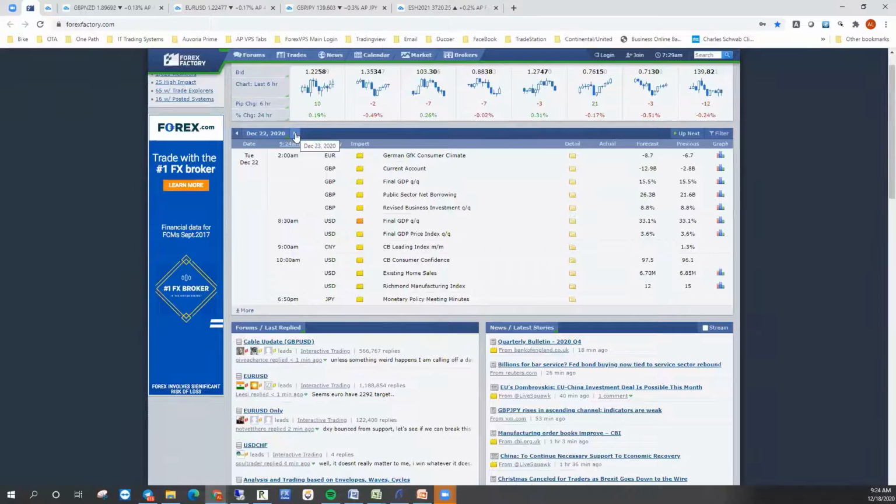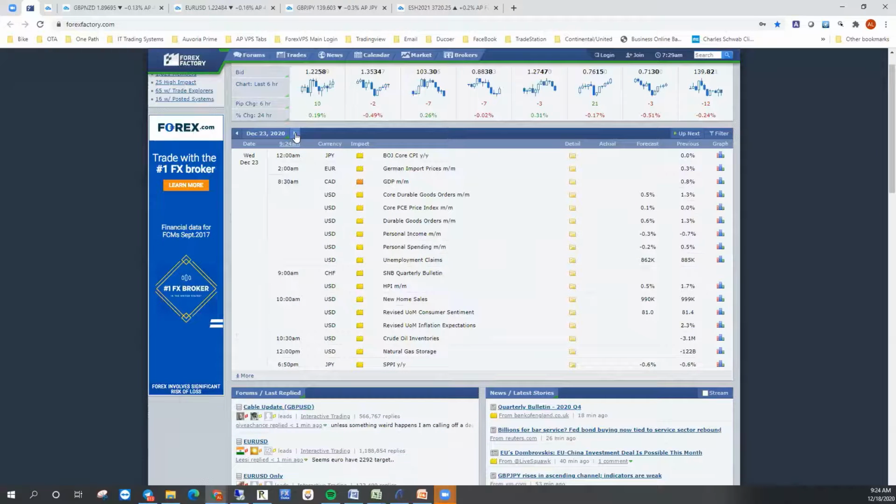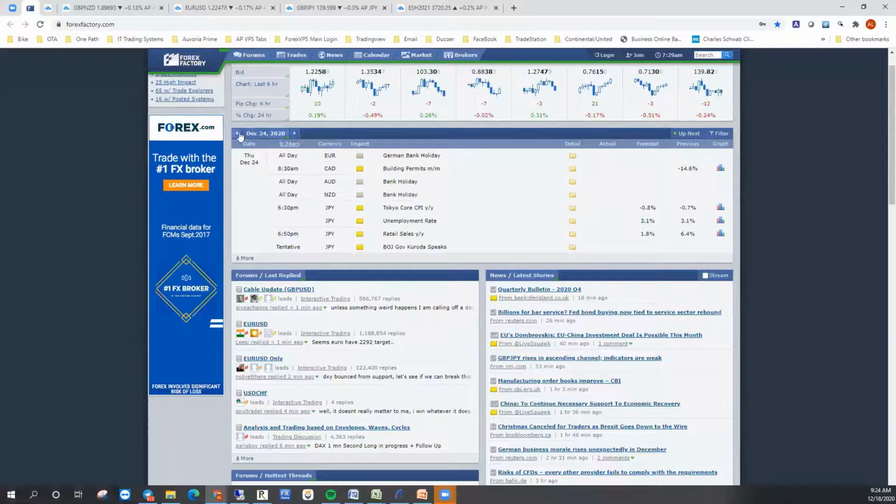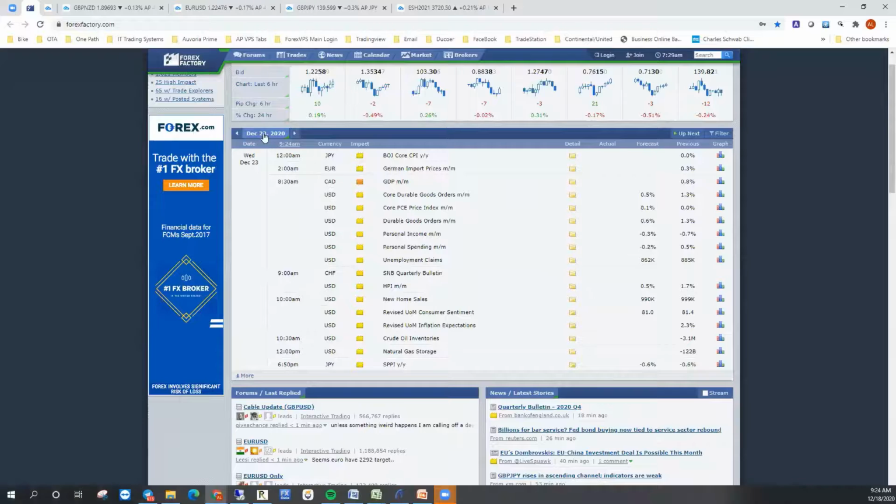A little bit more on the 22nd: final GDP, and then that's your last day of trading. So there's no red, but it's not the end of the month either. So the week after, they're again starting the 23rd.